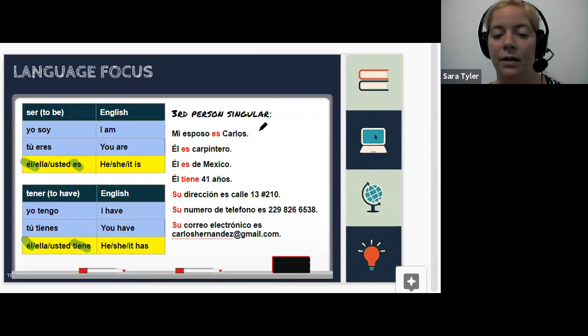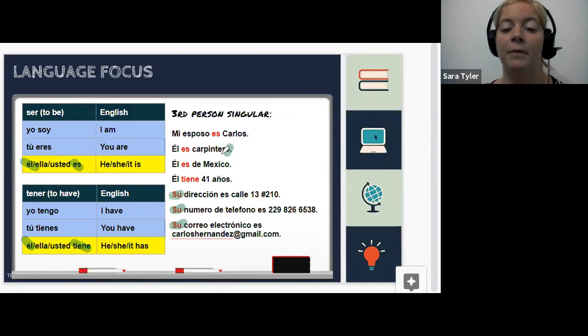Mi esposo es Carlos. Él es carpintero. Él es de México. Él tiene 41 años. Su dirección es calle 13, número 210. Su número de teléfono es 2298-266538. Su correo electrónico es carloshernandez@gmail.com.